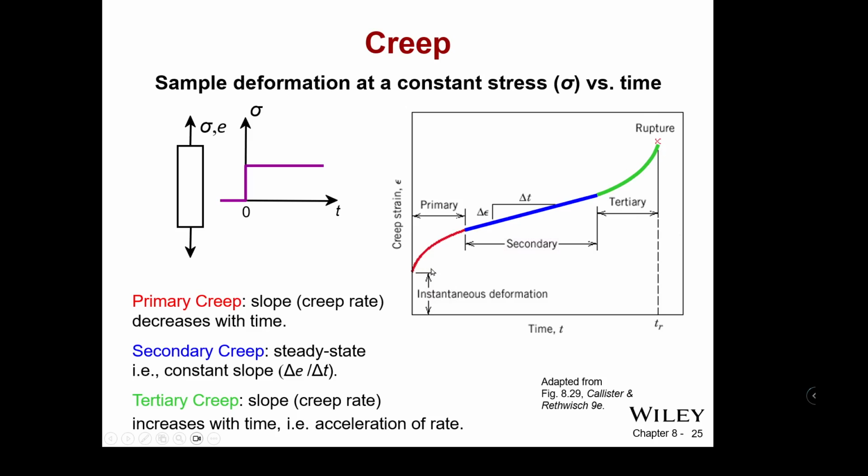So you have an instantaneous deformation, and then you have creep over the course of time. Then you have secondary, which runs at a much, much slower pace. Then you have tertiary that accelerates as more and more strain builds up in the system. So there's a creep rate that decreases with time. There's a steady state phase, and then there's an increase or acceleration of creep of the material.